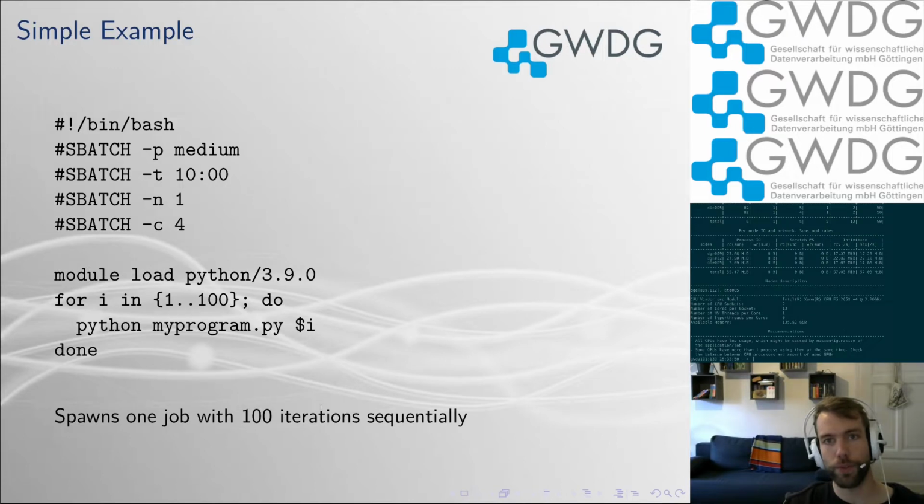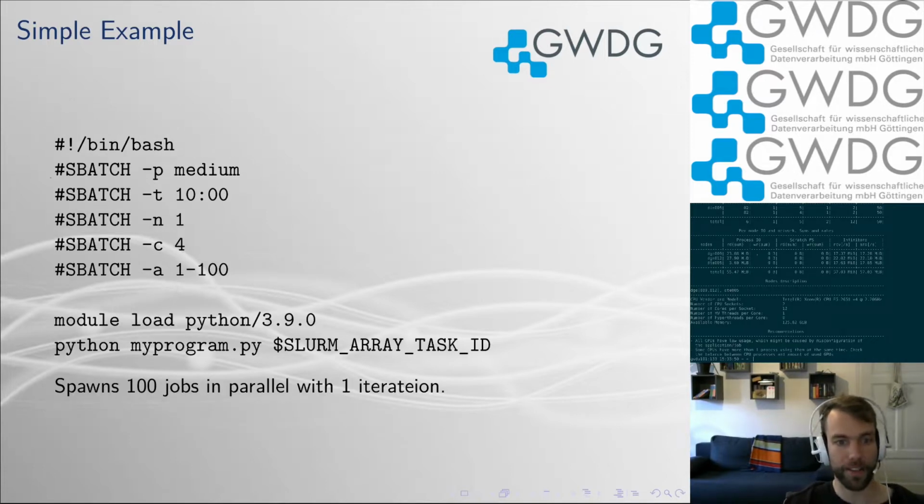What would you do to make it into a job array? You add this line. So this is new. Small, lowercase a, 1 to 100. So you say I want an array starting at 1 and going up to 100. Again, I load my Python module, and then I just use SLURM_ARRAY_TASK_ID, which is a bit of a weird variable. But this now spawns 100 jobs.